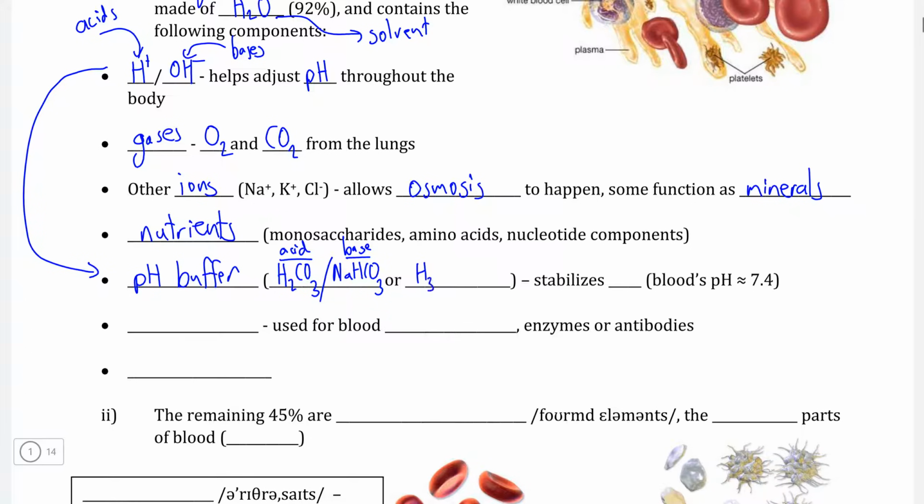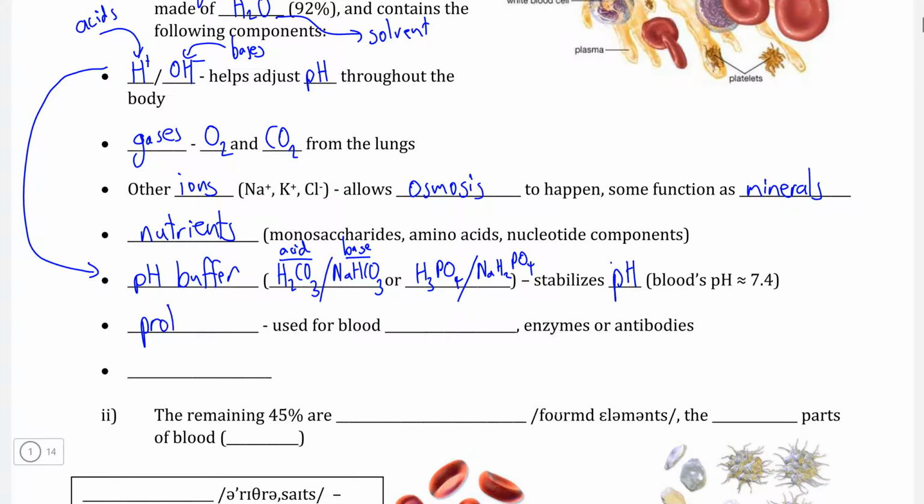And there is another pair of acids and bases. In this case, this is phosphoric acid, but if it exists as sodium dihydrogen phosphate, this would also act as a base. So a pH buffer is a pair of chemicals, one of which acts as an acid and one of which acts as a base, that exists to keep the body's balance of acid and base relatively well balanced.